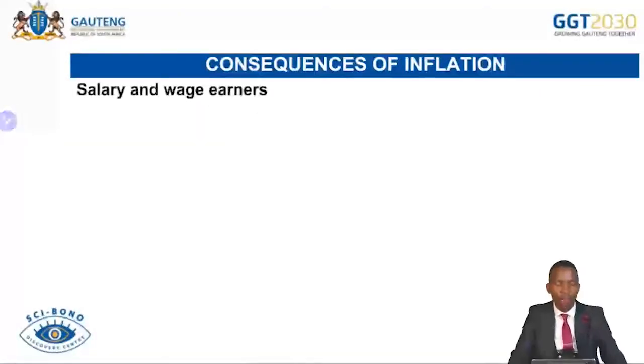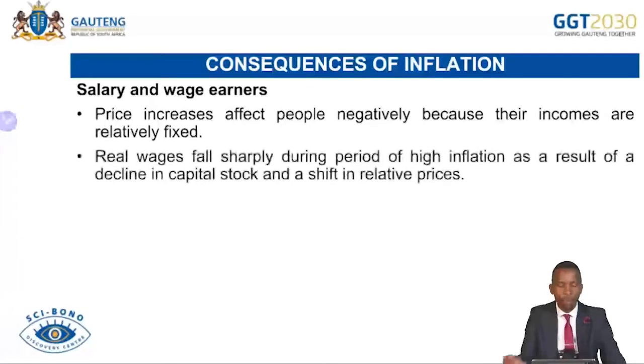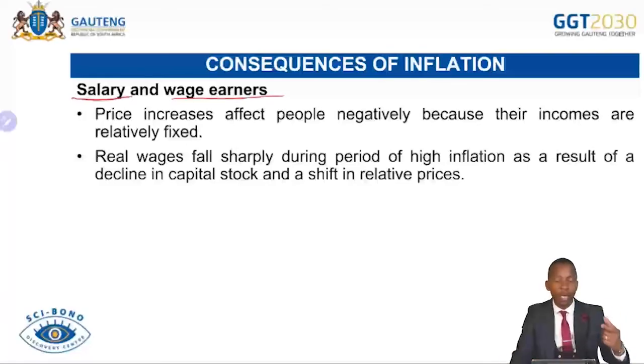We continue. Salaries and wages earners. Price increases affect people negatively because their incomes are relatively fixed. So if the income remains fixed or does not change in a particular year, that simply means the increase in prices will lead to wage and salary earners being affected negatively, because the money they have over that period is losing buying power but remains constant at the same time.